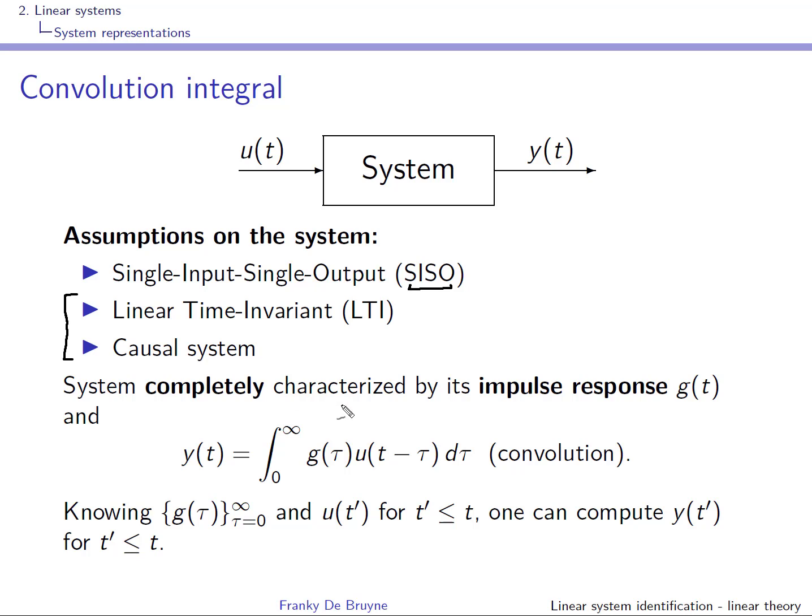Well, if you make these assumptions and you know the impulse response of the system, and here we'll call it G of t. In the course of signals and systems it was called H of t. Here H of t will play a quite different role, so beware about this notation. The impulse response of the input-output relation is G of t. So if you know G of t and you know the input up to time t, you then can compute the output up to time t, and for that you use the well-known convolution integral.